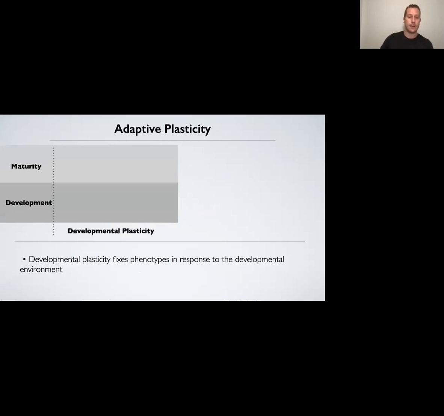There are generally two types of compensatory plasticity or adaptive plasticity. We have developmental plasticity.